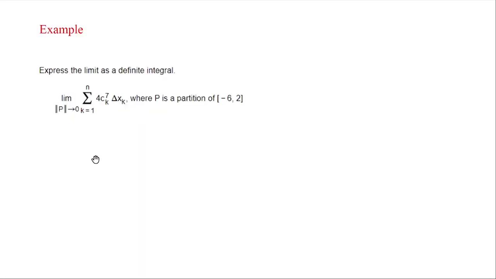So now let's see a couple of examples. Express the limit as a definite integral. So this is the sum, this is the Riemann sum. From here we can see the function we are using. This delta x k is just the width of each partition, and this is our function. So our sum is going from 1 to n, and the interval is going from -6 to 2. So this interval gives us the values of a and b. So this is basically the integral from a to b of f of x dx.